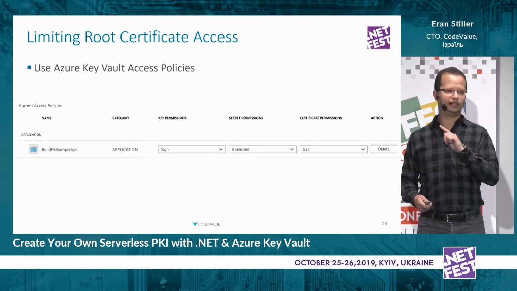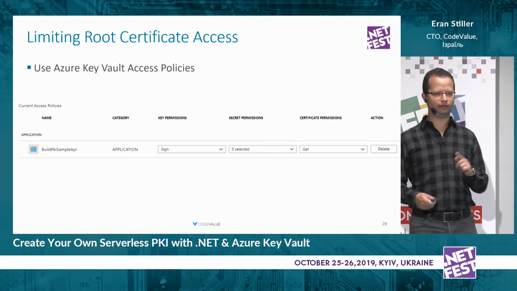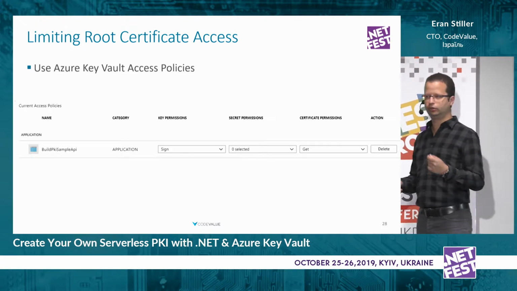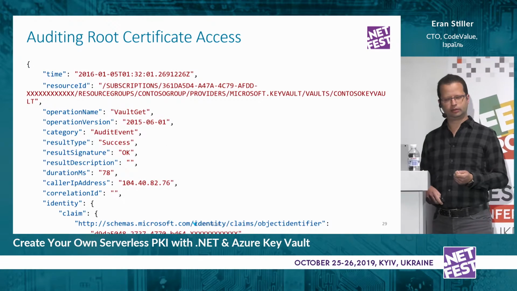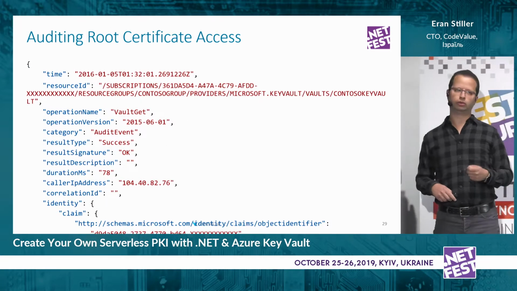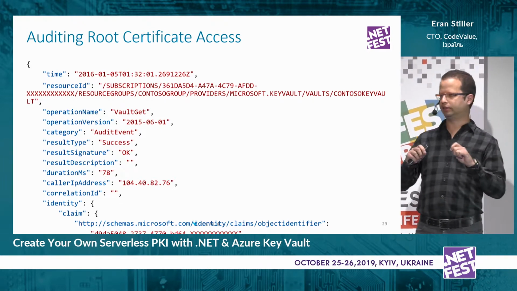Now you can see here that it doesn't have the permission to get the private key. The private key never leaves Key Vault. Again, this is the most important thing. You don't want the private key to ever leave Key Vault. No one should have the authority to do that. Now, not only do you set the access policy, you can also set some auditing rules. In the end, in the slide deck, you have a link on how to set the auditing rules.